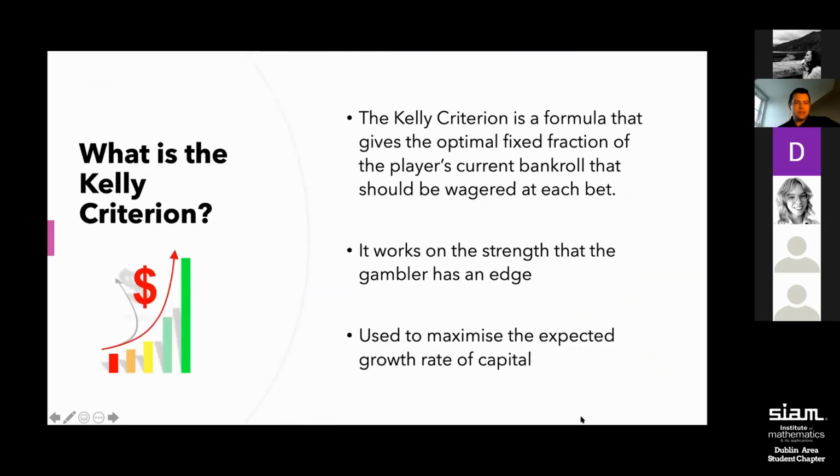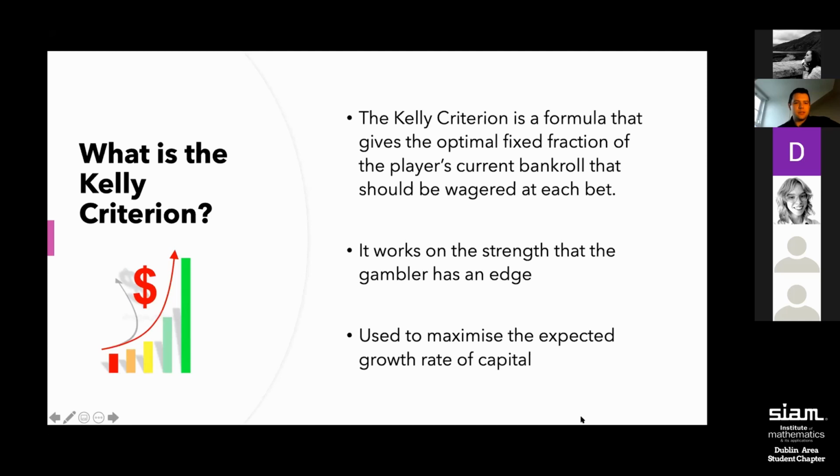So I'll be just discussing the Kelly Criterion. So firstly, what is the Kelly Criterion? It's a formula that gives the optimal fraction of your bankroll that you should be wagering each time in order to maximise the growth rate of capital whilst also avoiding the risk of ruin. So it's a fixed fraction. This means you constantly bet the same fraction of your current wealth.